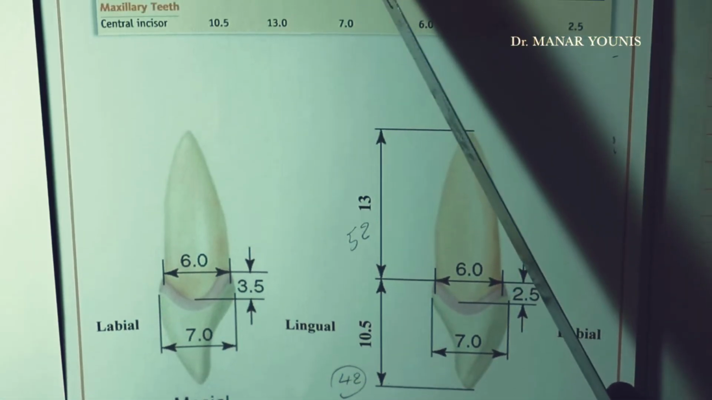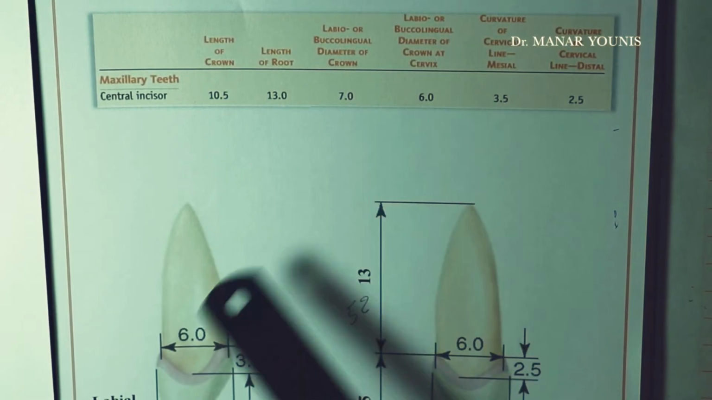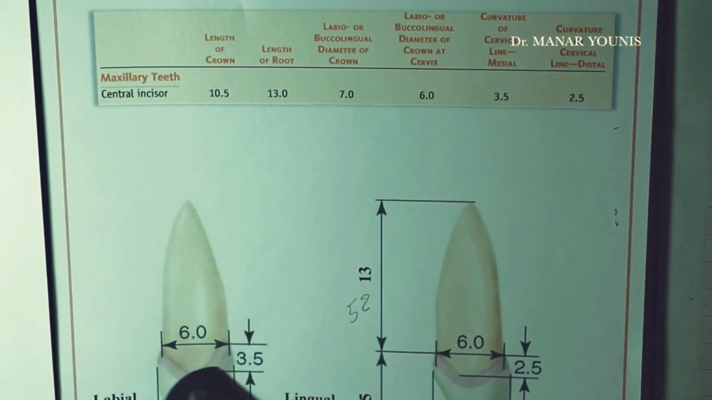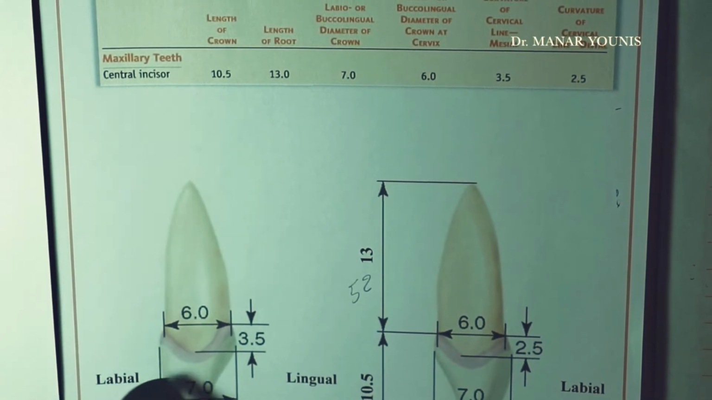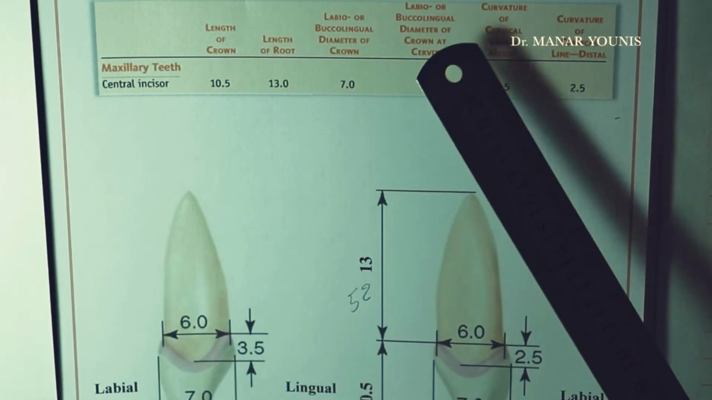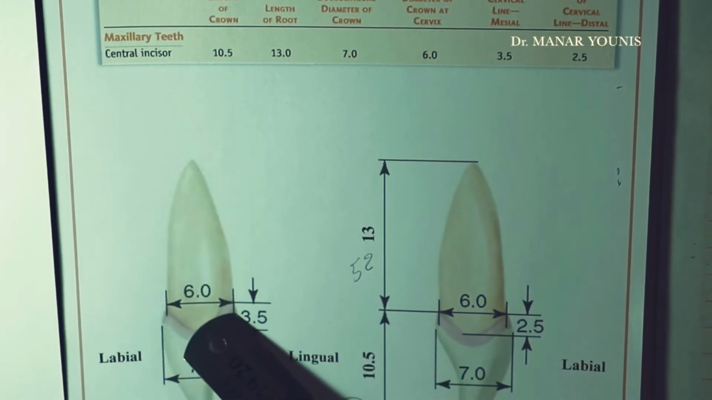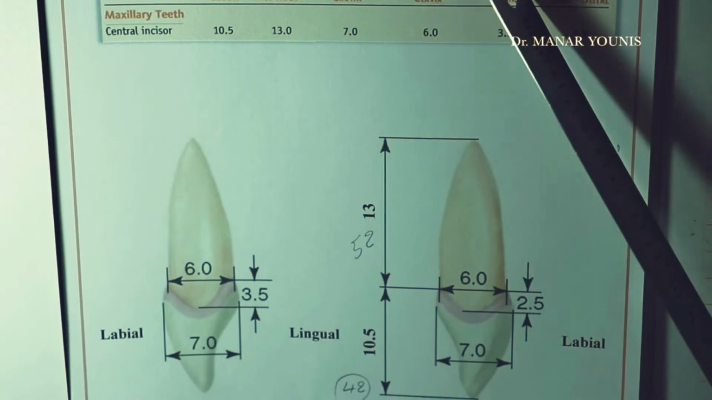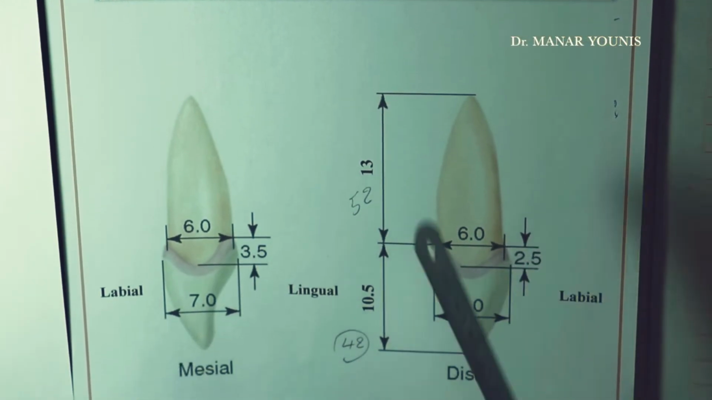The labiolingual diameter of the crown, which represents the labiolingual thickness of the crown at the crest of curvature, labially and lingually. And the labiolingual diameter of the crown at cervix, which is this one, and the curvature of cervical line, both medially and distally.